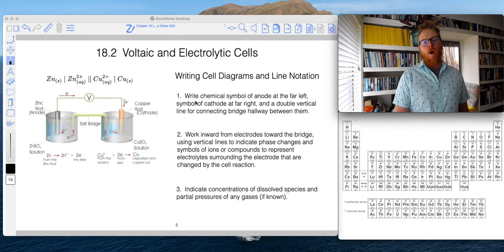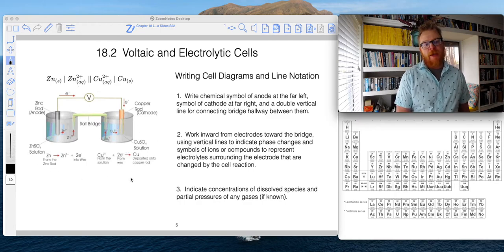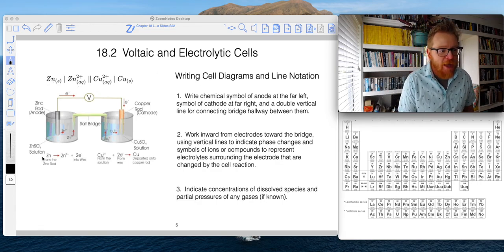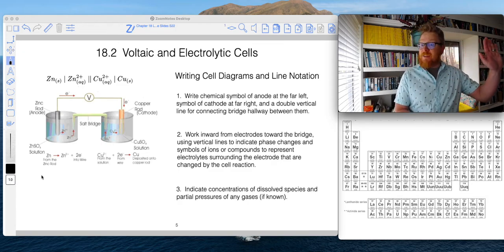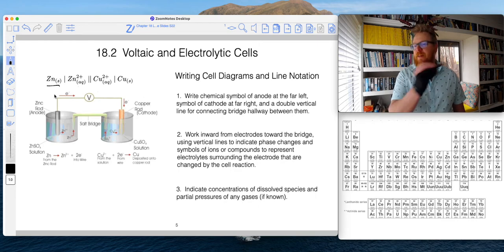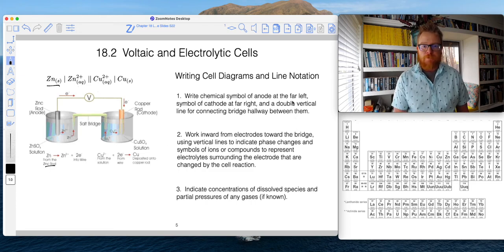Okay. So step number 1, write the chemical symbol of the anode at the far left. This is back to our zinc copper example right here, where we already established that zinc is the oxidation half, the anode, and copper was the reduction half, the cathode. So there it is, the anode, and this mirrors the chemical reaction. And we write left to right. So here we can see zinc solid at the far left because the zinc solid starts at the far left of the anode reaction.